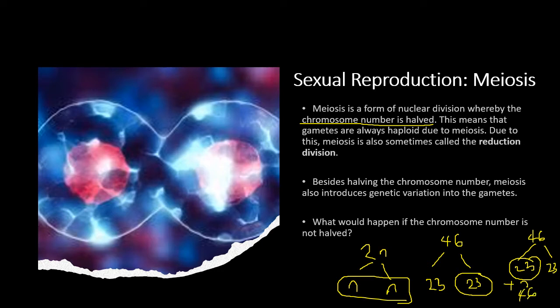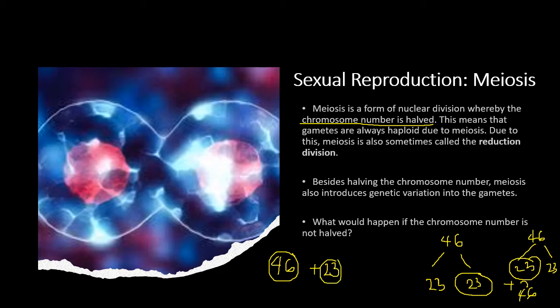But now, if we do not, I'm just going to erase on the side over here. If we do not halve the chromosome number, so let's say, for example, there's an error in the body, and so we end up with 46 chromosomes in the ovum, okay? And we then maybe mix it with a sperm that has had normal division of 23 chromosomes, we're going to end up with a chromosome number that is 69.